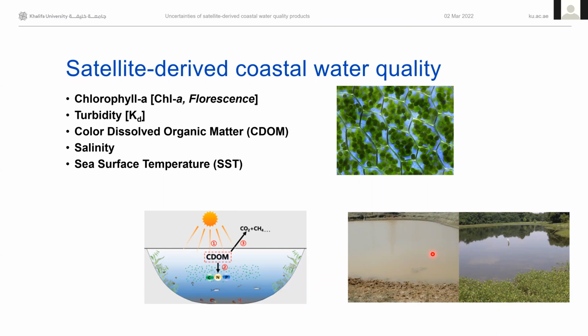The third water quality parameter could be colored dissolved organic matter, and it is a problematic one because it also gets confused with chlorophyll A, especially in case 2 water. The fourth one is salinity, and salinity could be modeled based on the microwave bands, and this is common in satellites like SMOS and SMAP. And last, but not least, is the sea surface temperature, which is the focus of today's presentation. This is one of the important and most commonly used parameters to define the water quality.